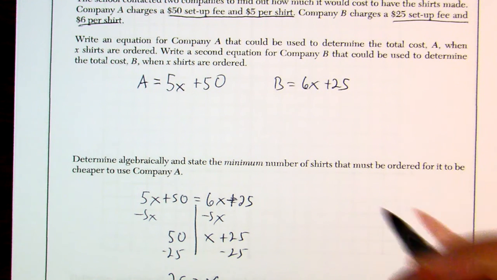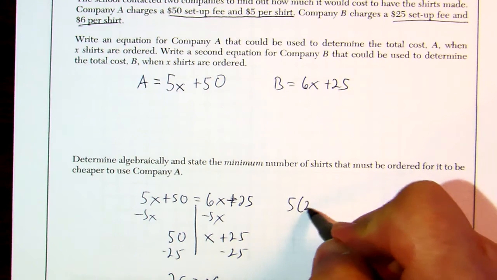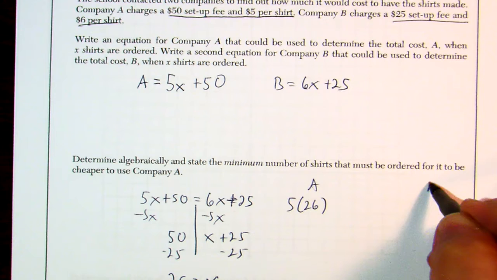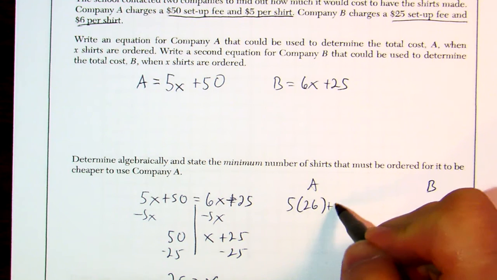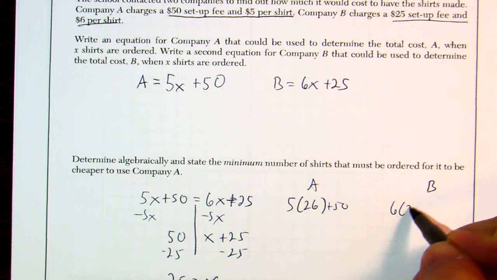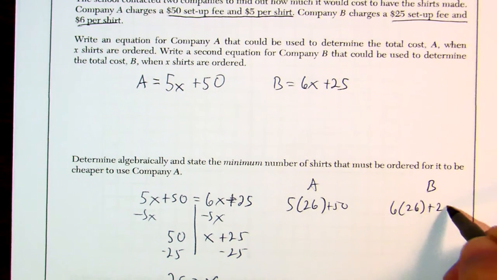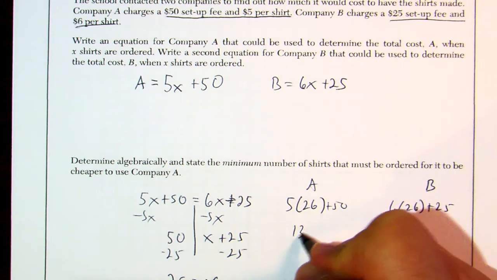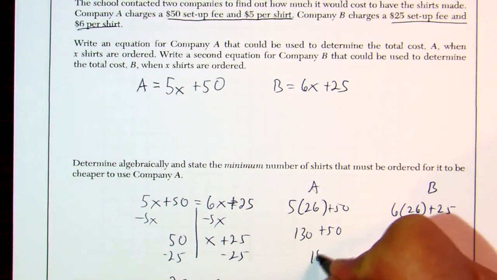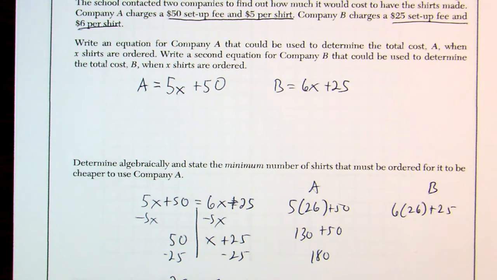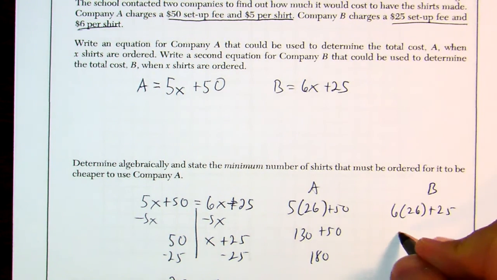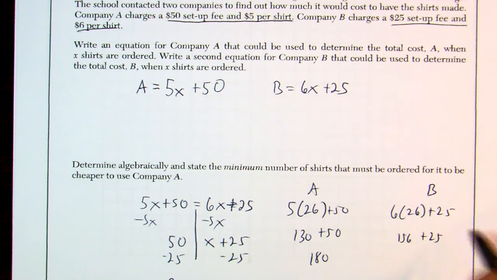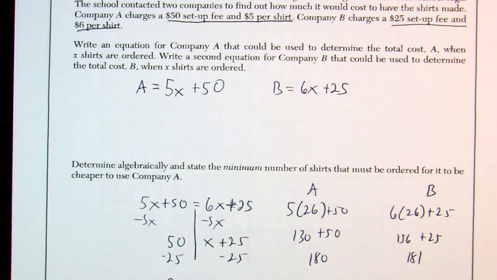And let's go ahead and prove that to ourselves. So we plug in 26 for Company A, and this will be Company B. So B would be 6 times 26 plus 25. This should come out cheaper, so let's make sure of that. So 5 times 26 is 130. 130 plus 50 is 180. Over here, 6 times 26 is 156. I add 25 to that. I get 181.